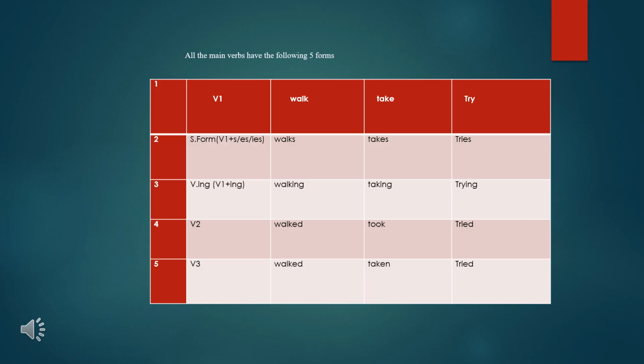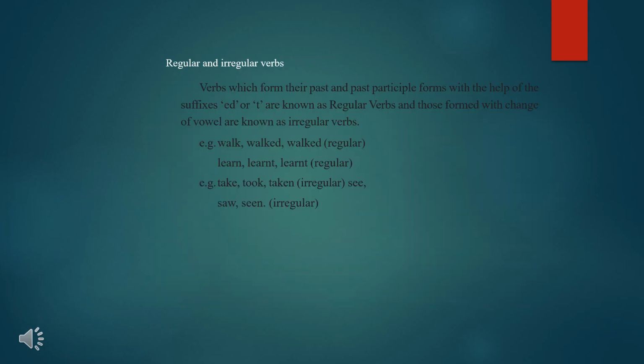All the main verbs have the following five forms. These forms are used as per the requirement of the tenses. Look at the chart and understand what the five verb forms are. Next, regular and irregular verbs. Verbs which form their past and past participle forms with the help of the suffixes ed or t are known as regular verbs, and those formed with a change of vowel are known as irregular verbs. Look at the example words given here.